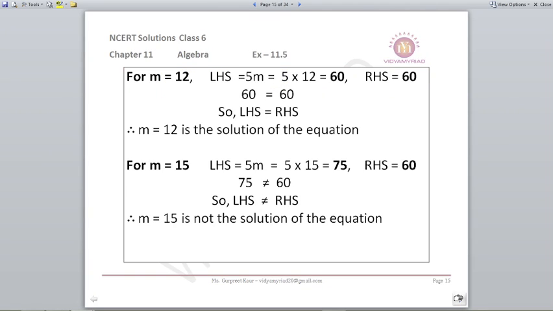Like this you will put the values everywhere. M is equal to 12. So 5 into 12 is 60 and your right hand side is also 60. So left hand side is equal to right hand side. So we will say m equal to 12 is the solution of the equation. M is equal to 15. So 5 into 15 is 75. 75 is not equal to 60. So m equal to 15 is not the solution of the equation.